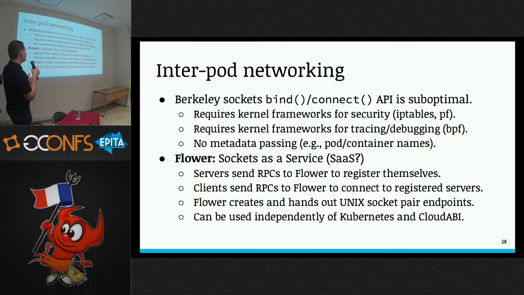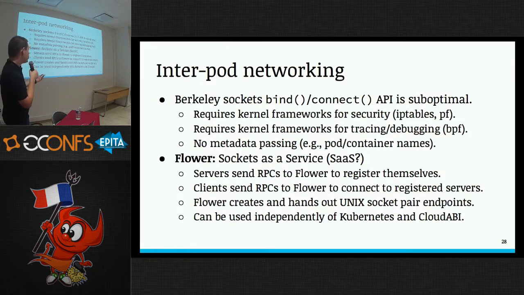So what I've done is I've written a daemon called Flower, which I jokingly sometimes call Sockets as a Service, SaaS. Sometimes I also call it a dating service for Unix apps. It's nothing more than a daemon where you can send RPCs to register yourself as a service, and you can send other RPCs to connect to those services that are being registered. Whenever there's a match, where you've got one server running and one client trying to connect to it, Flower creates a Unix socket pair and then hands out the file descriptor to both ends. So it uses file descriptor passing.